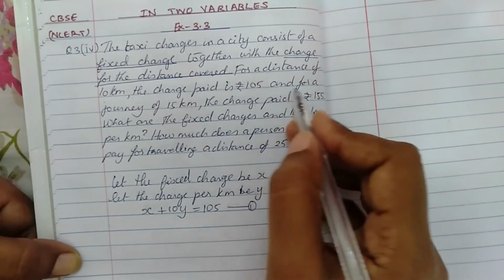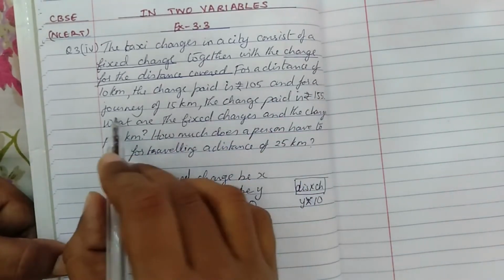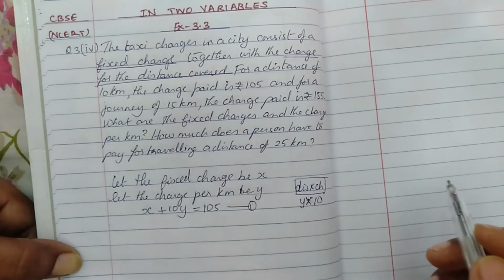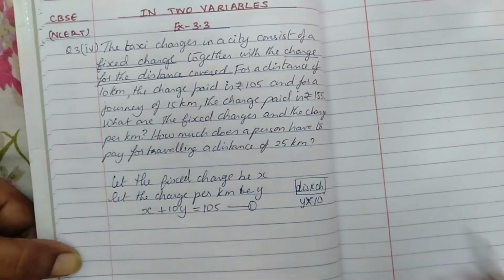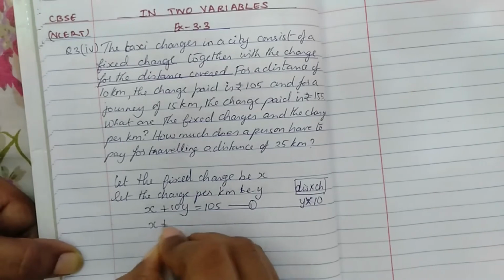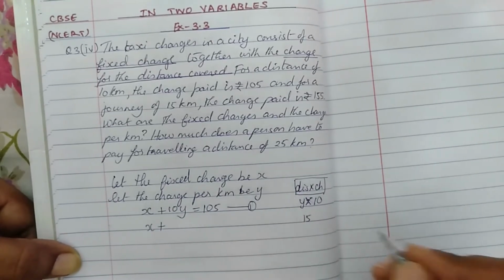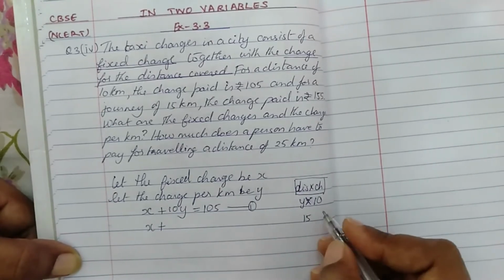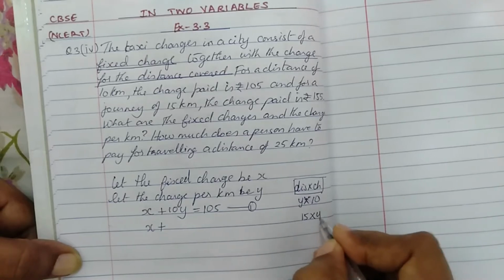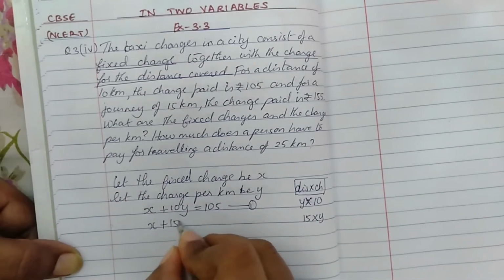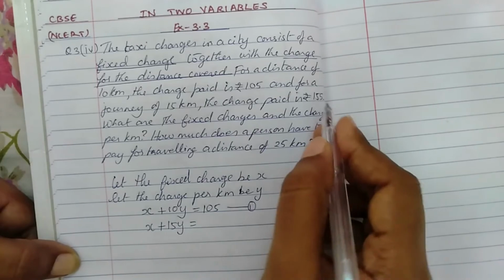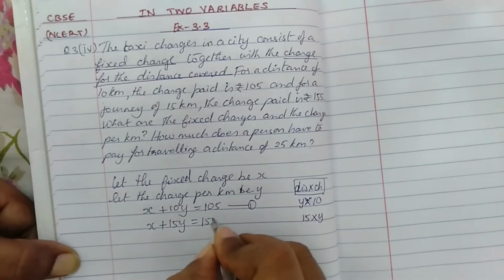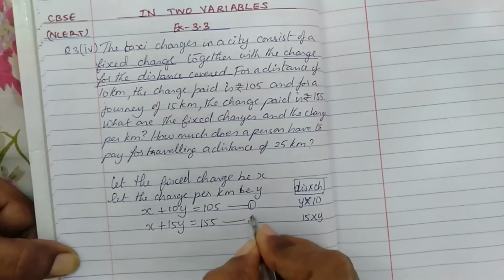And the same way, the second time a person has traveled 15 kilometers. We don't know the fixed charge as usual, so x plus 15 kilometers into the charge per kilometer y, so this is going to be x plus 15y is equal to the charge paid, 155 totally. This is our second equation.